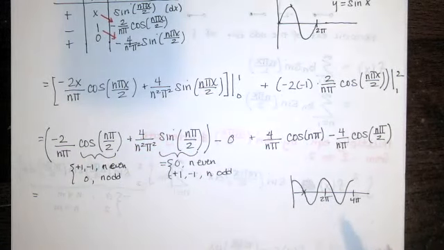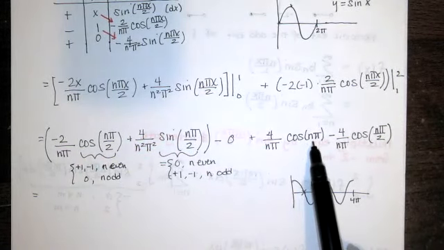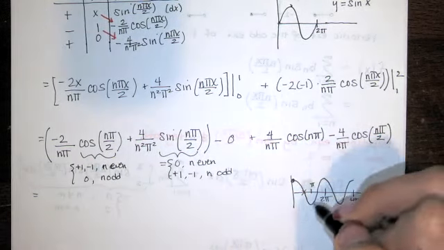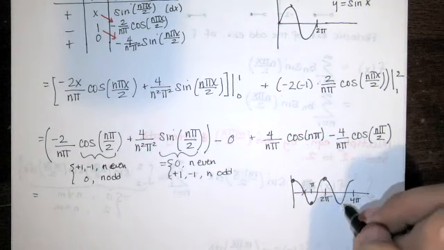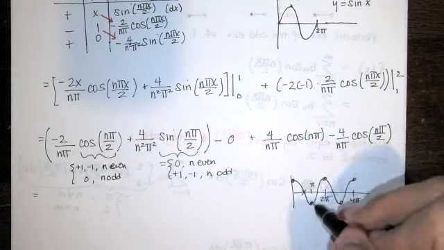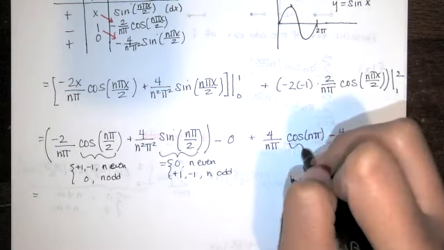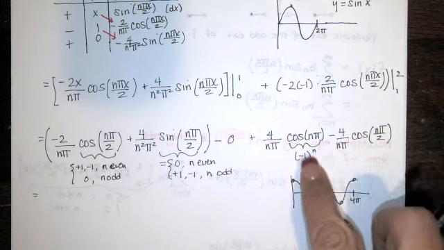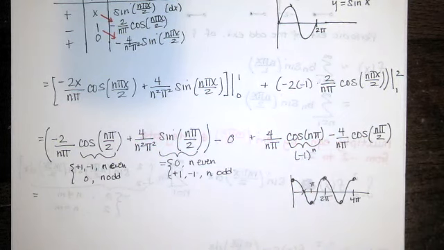And as far as multiples of pi are concerned, that's cosine of 0, cosine of pi, cosine of 2 pi, cosine of 3 pi, cosine of 4 pi. That's going from 1, negative 1, 1, negative 1, 1, negative 1. So that's going to be negative 1 to the n. When n is even, we get positive 1. When n is odd, we get negative 1.